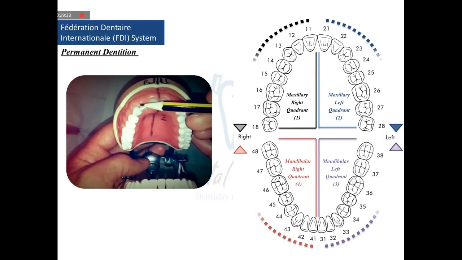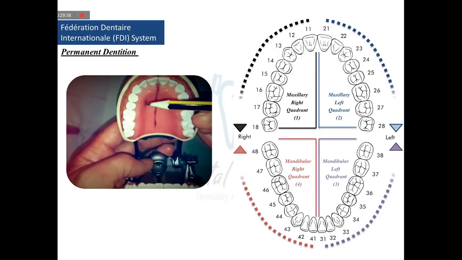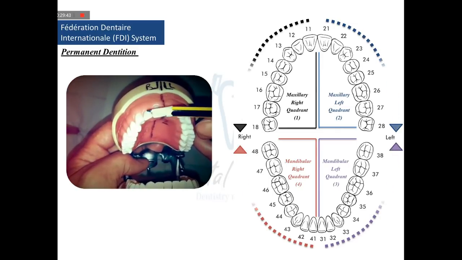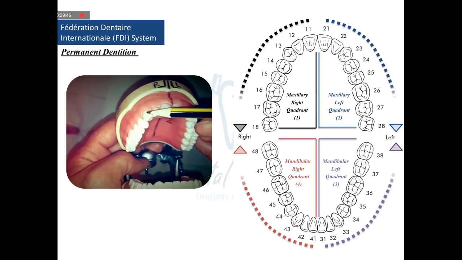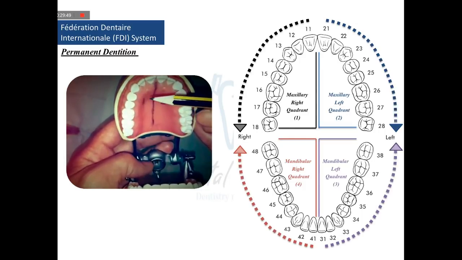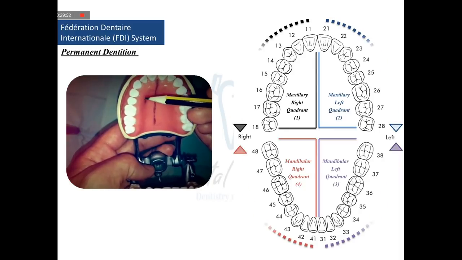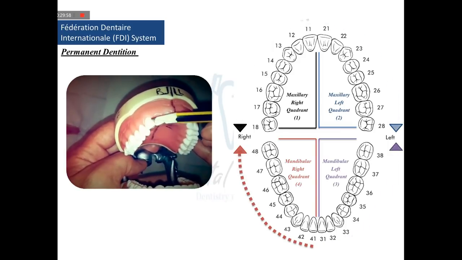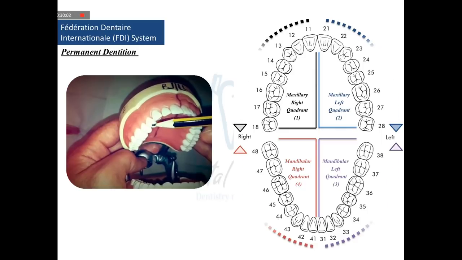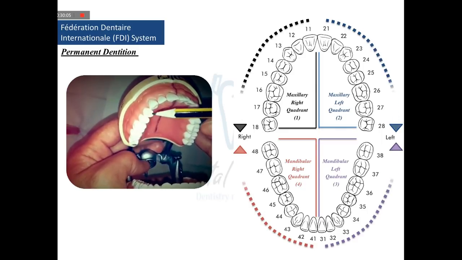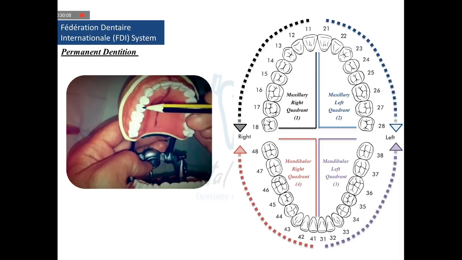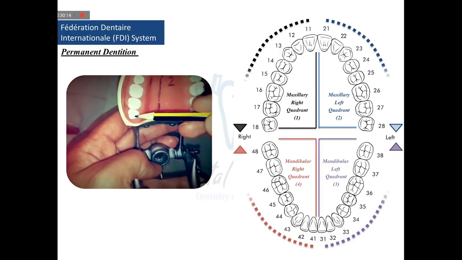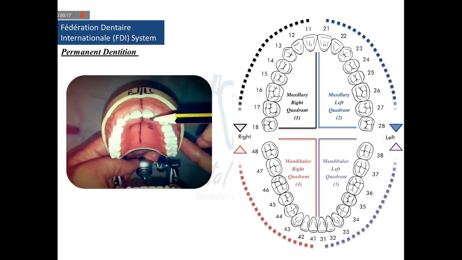Now again, 1 will be the first quadrant and 3 for the canine, as it's the third tooth. Now we again mention 1 for the maxillary right quadrant, and counting the teeth from the midline, for the canines we call it 1-3. After mentioning quadrant 1, for the first premolar, it's the fourth tooth from the midline, so we will write it as 1-4 to mention it is for the maxillary right quadrant. Now 1-5 for the second premolar, 1-6 for the first molar, 1-7 for the second molar, and finally 1-8 for the third molar in the maxillary right quadrant.